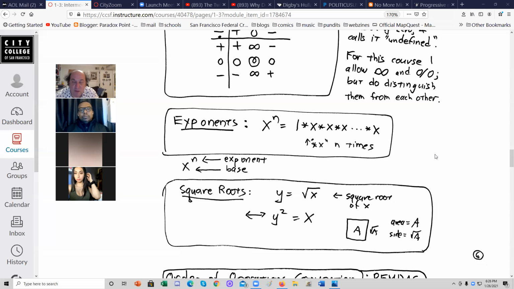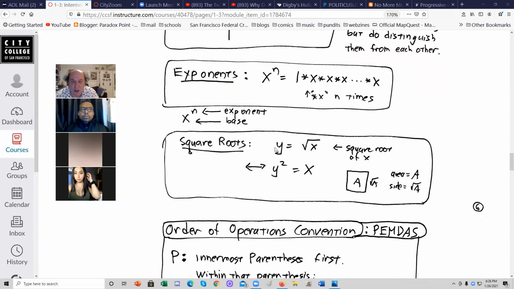Now let's talk about exponents, the arithmetic of exponents. X to the power n is, you start with a 1 and you multiply by x n times. This x is called the base. This number here is called the exponent.